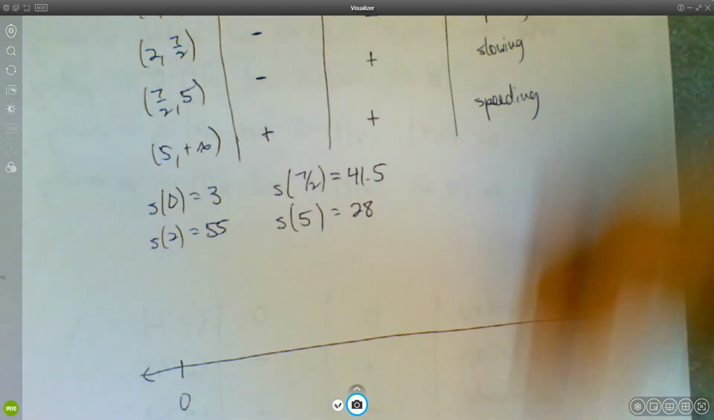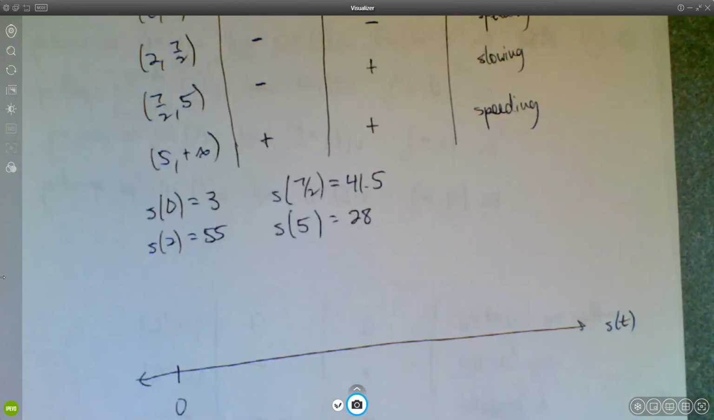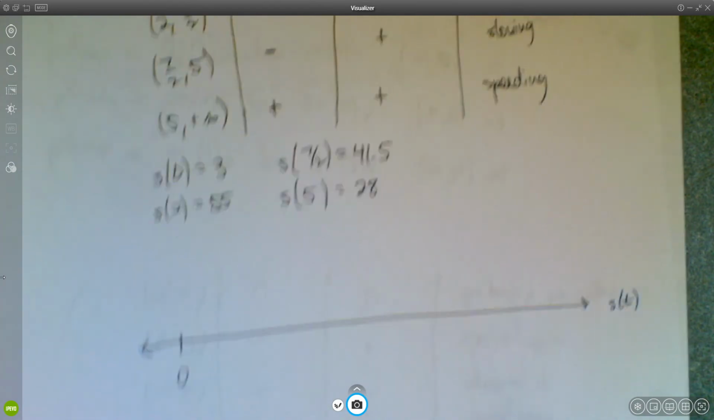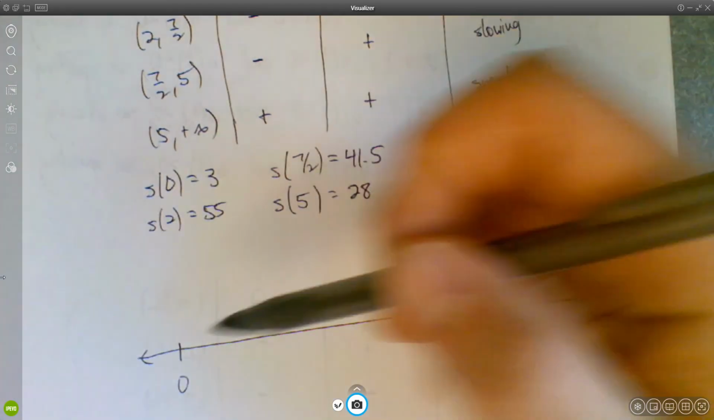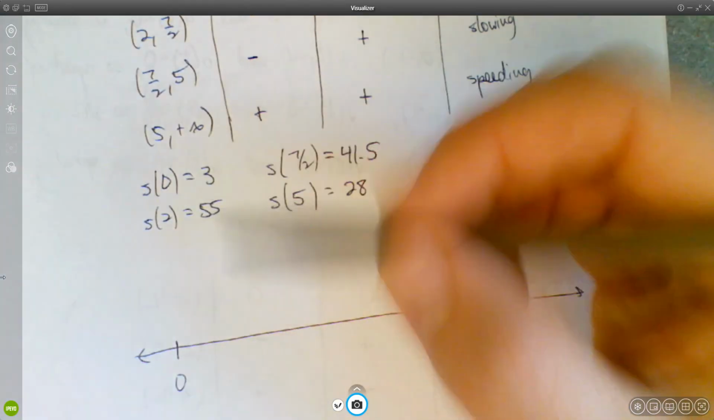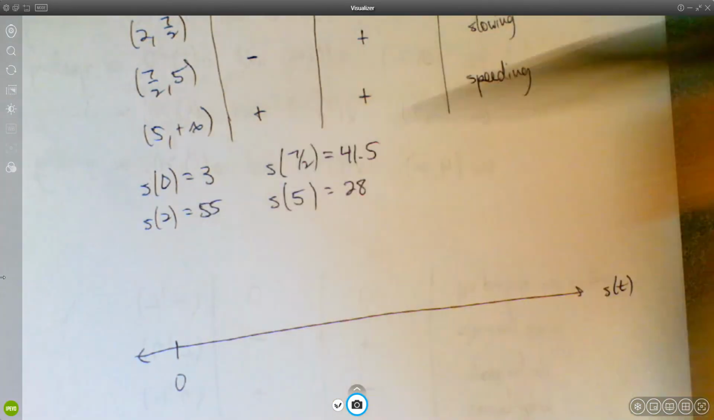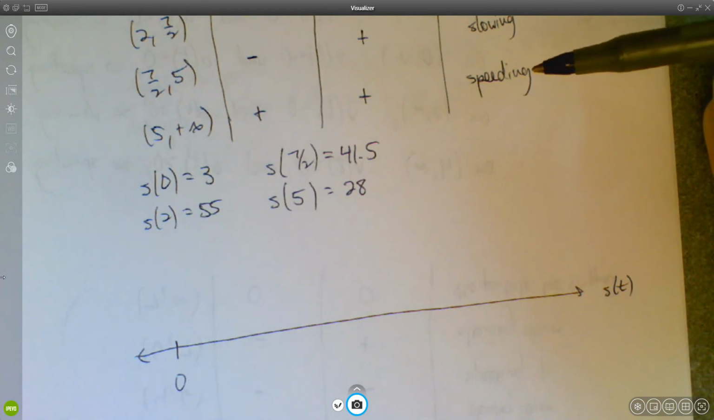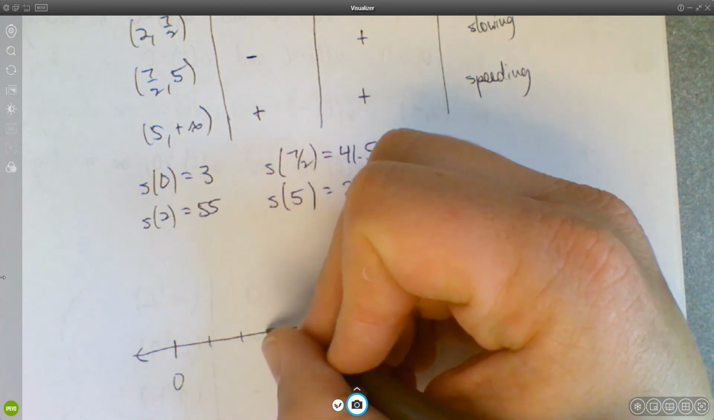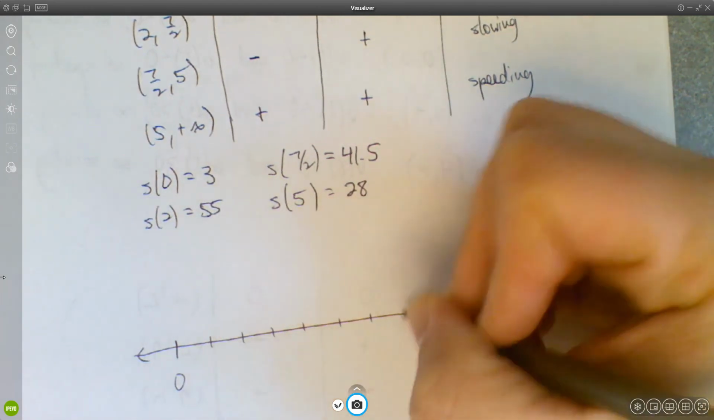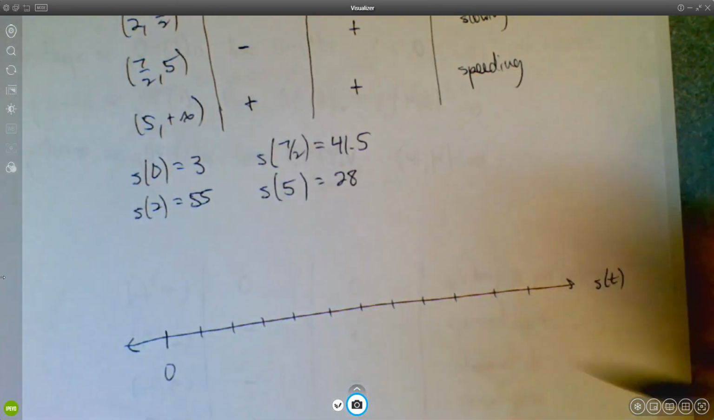So I'm thinking of this as my position axis. I'm going to try to map out how far the particle is from 0 with respect to time. At time 0, we're already 3 units away. The largest here is 55. So maybe I can go by 5s: 5, 10, 15, 20, 25, 30, 35, 40, 45, 50, 55. Hey, that was pretty good.